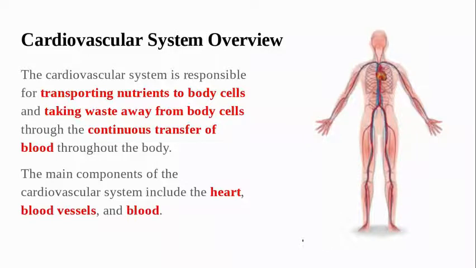So the cardiovascular system, also known as the circulatory system, is responsible for transporting nutrients and important materials to body cells and also taking the waste away from those body cells. The main components of the cardiovascular system are the heart, blood vessels, and blood.